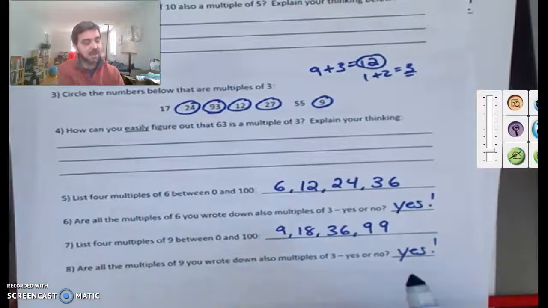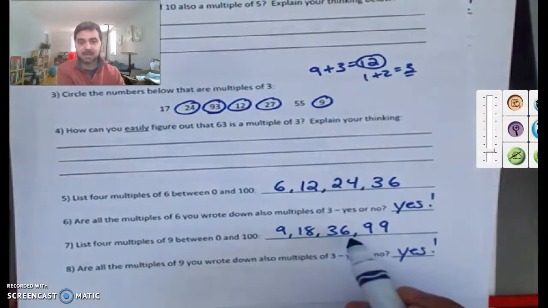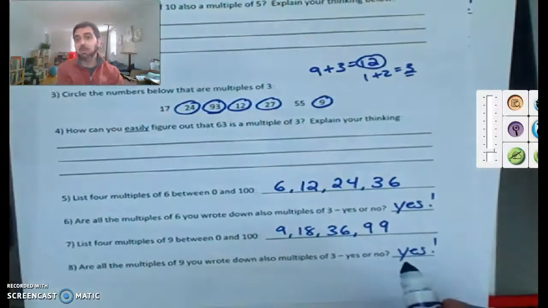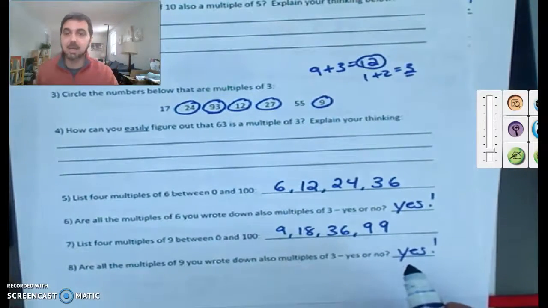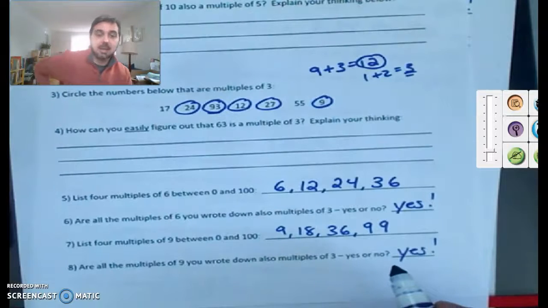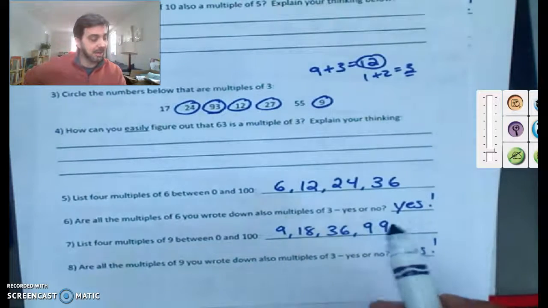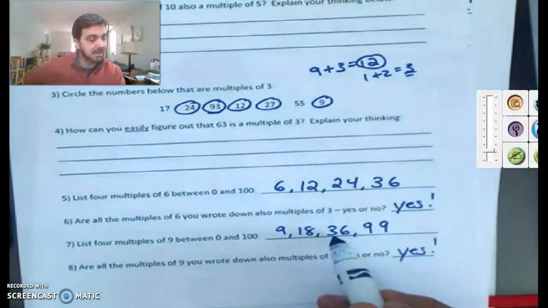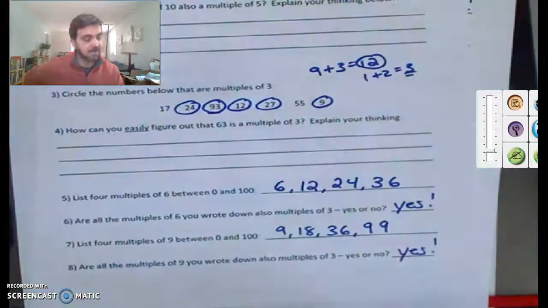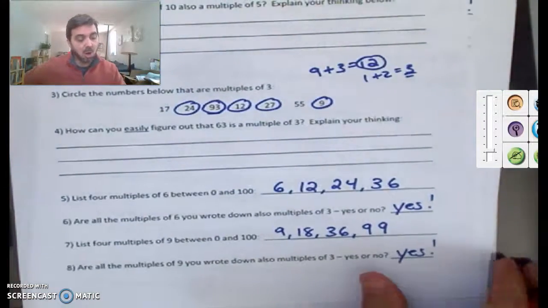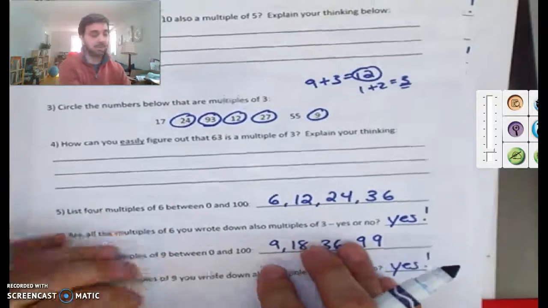Four multiples of 9, I put down 9, 18, 36, and 99. You may have had four different ones as long as they are multiples of 9. And again, just like with 3s, if you add up the digits, it gives you a multiple of 9. Like 9 plus 9 is 18, 6 plus 3 is 9, etc. And yes, all the multiples of 9 are also multiples of 3.